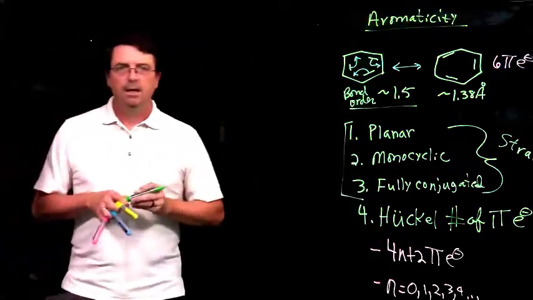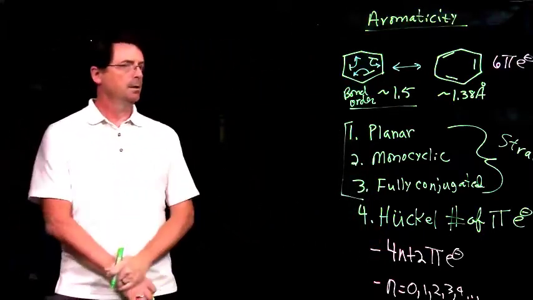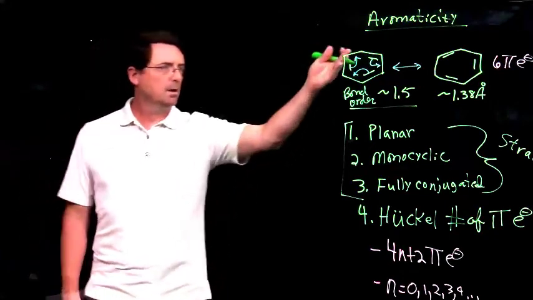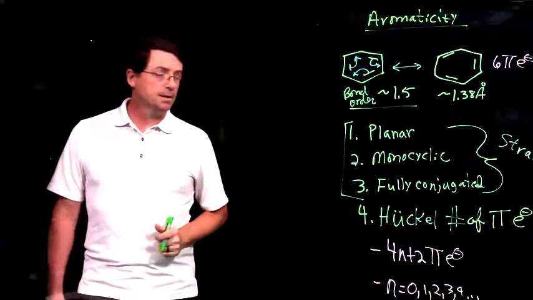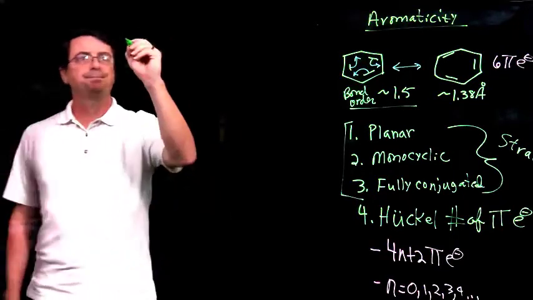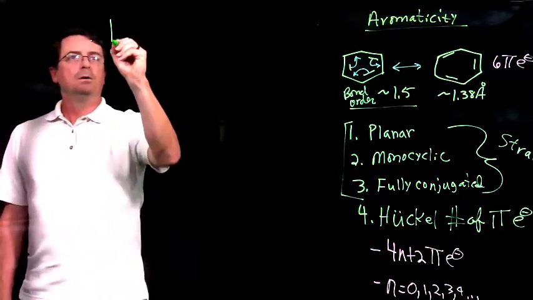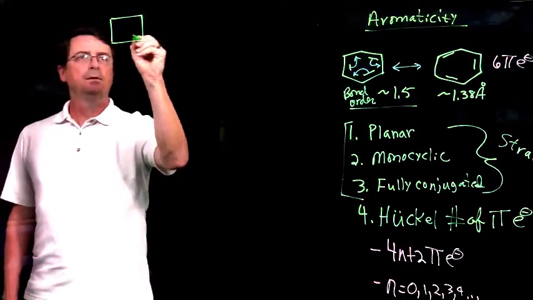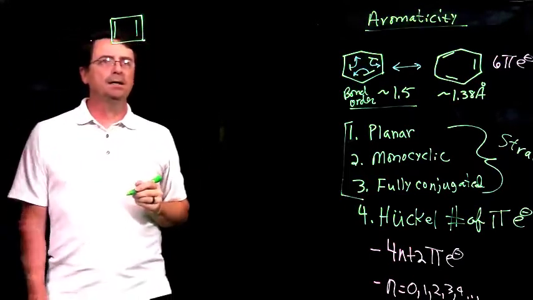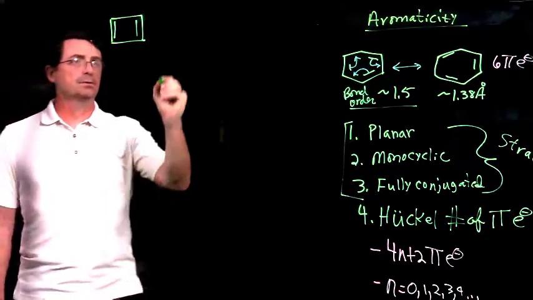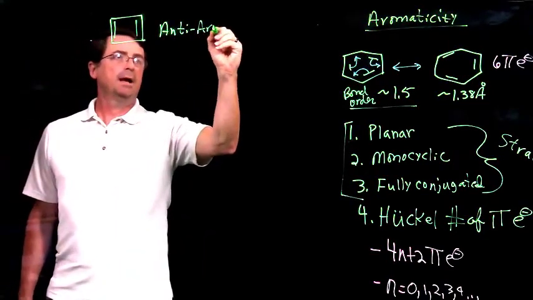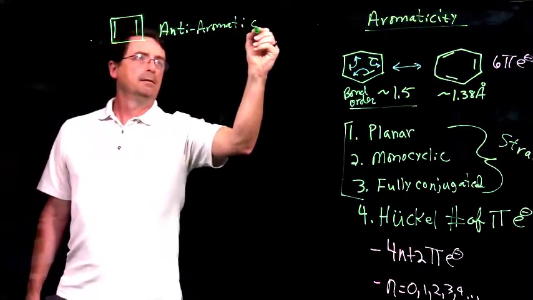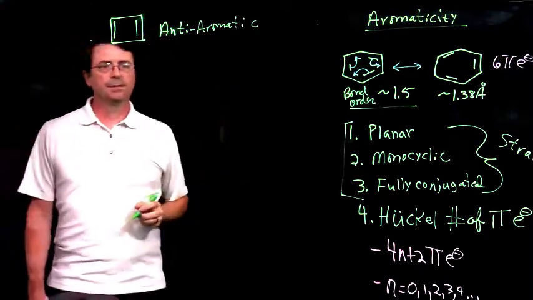All right, now, compounds that are aromatic. So here are our rules and our illustrative example of benzene. Now, let's consider some other molecules. We've already seen cyclobutadiene. It had 4n pi electrons, so it was anti-aromatic. Okay. Let's consider some others.